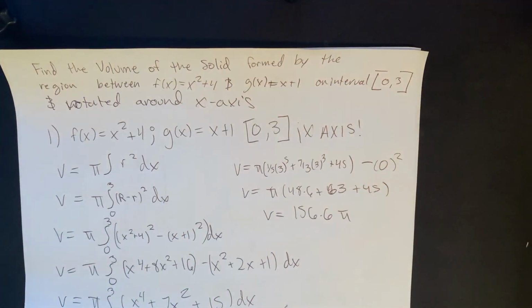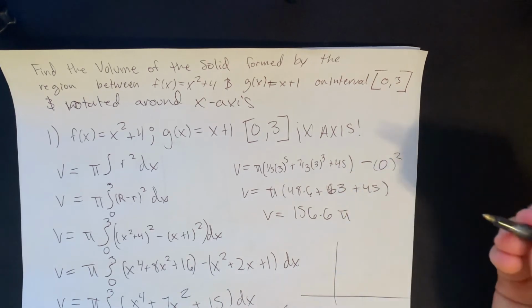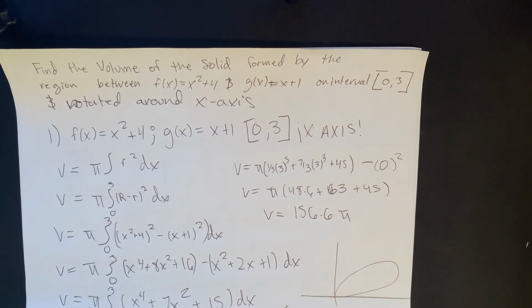Okay, this is the volume of a solid region rotated around the x-axis. So basically, you have a curve, and let's say, I know this is not the actual depiction of these numbers, but let's say you have it like that, right? And that'll be rotated 360 degrees around the x-axis, and that is the volume that you're looking for.